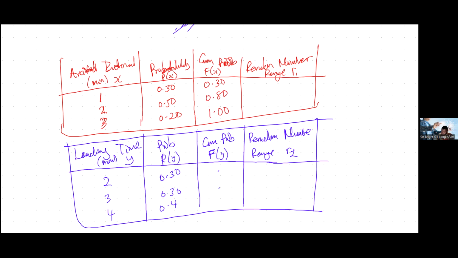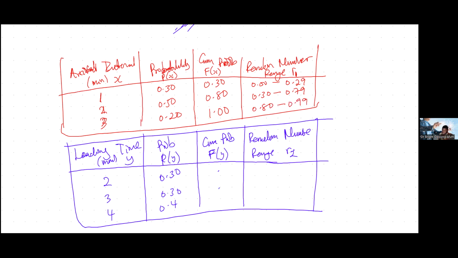So the random number range will be from 0 to 0.29. We just want 2 decimal places. You can go 3, that's fine. Then we also have from 0.30 to 0.79, then 0.80 to 0.99. So that is the random number range.